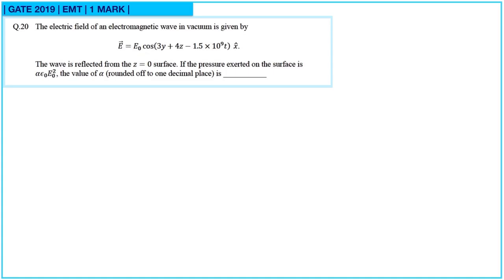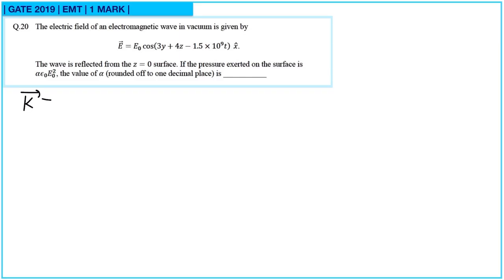The electric field of an electromagnetic wave in vacuum is given by E bar is equal to E naught cos of 3y plus 4z minus 1.5 into 10 raised to 9 t, in the x cap direction. The wave is reflected from z is equal to 0 surface. If the pressure exerted on the surface is A epsilon naught E naught square, the value of A is.